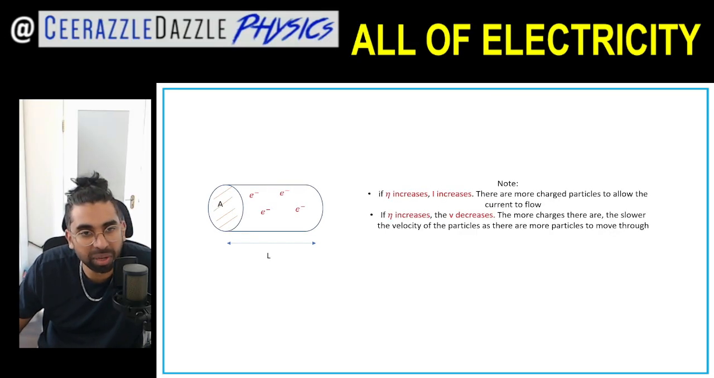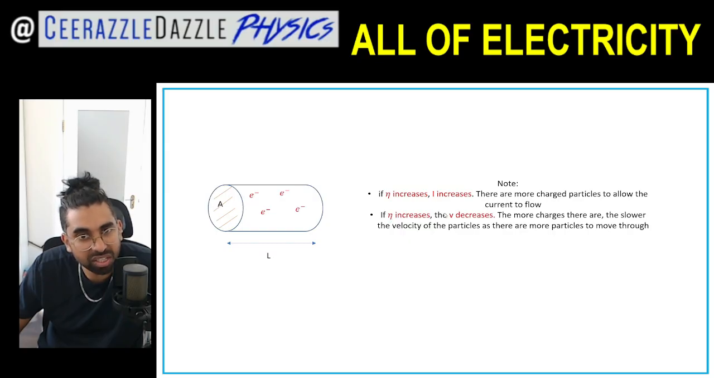And now we can talk about what happens to eta if you increase I. So obviously, if eta increases, if you put a greater amount of charged particles within here, we can see from the equation, and also that if there are loads more charged particles, there's a greater flow of current, so the charge flow increases. But this one's a bit strange here.